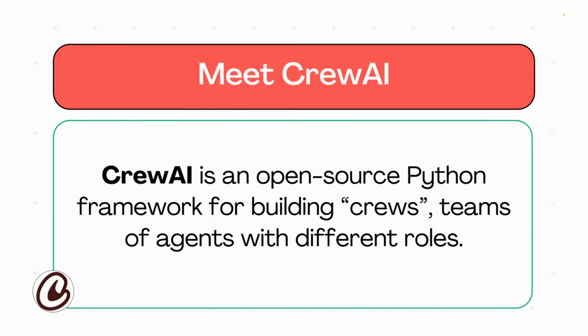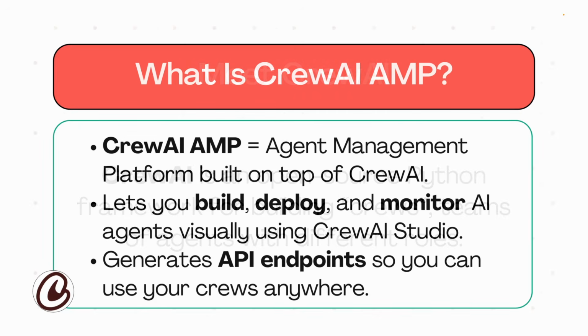So now this is where CrewAI comes in. CrewAI is an open source Python framework for building crews, which are teams of agents with different roles. And this does mean that you can just have a single AI agent. It doesn't have to be multiple agents all the time. So what is CrewAI AMP? Well, AMP stands for Agent Management Platform, which is, again, like I said, built on top of CrewAI. This lets you build, deploy, and monitor AI agents visually using CrewAI Studio. This also generates API endpoints so you can use your crews anywhere.